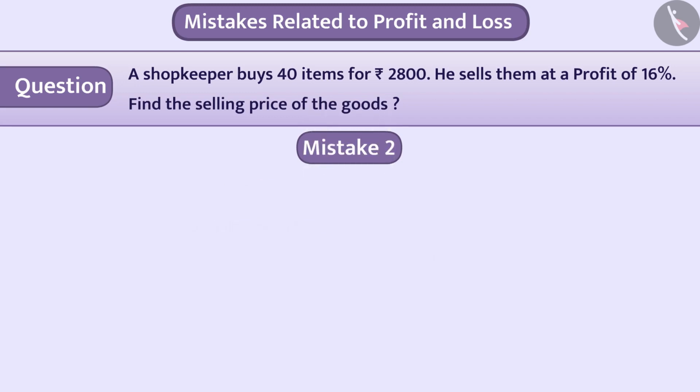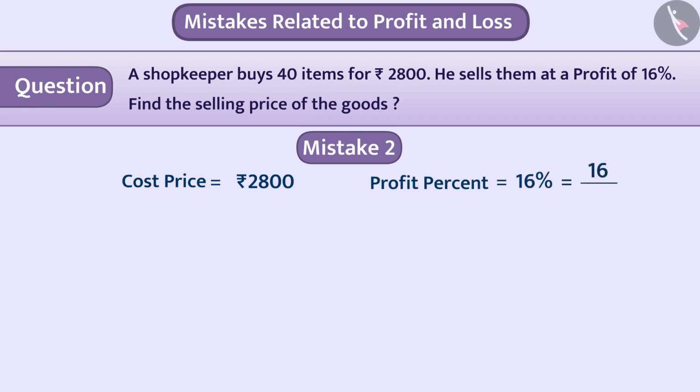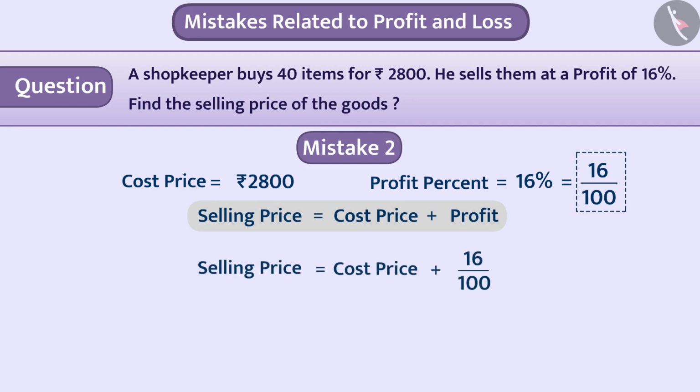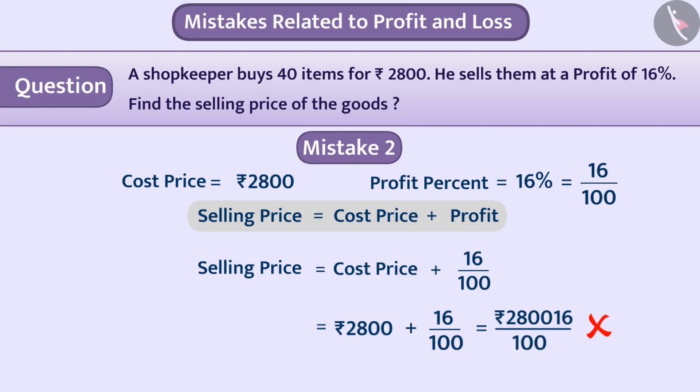Mistake 2. Given the cost price is equal to 2800 rupees and the profit percentage is equal to 16% is equal to 16 divided by 100. The cost price and the profit are used to find the selling price. To do this, some children add percentage profit to the cost price. Hence, they get selling price is equal to cost price plus profit, which is equal to 2800 plus 16 divided by 100, which is equal to 2,80,016 rupees divided by 100, which is wrong.